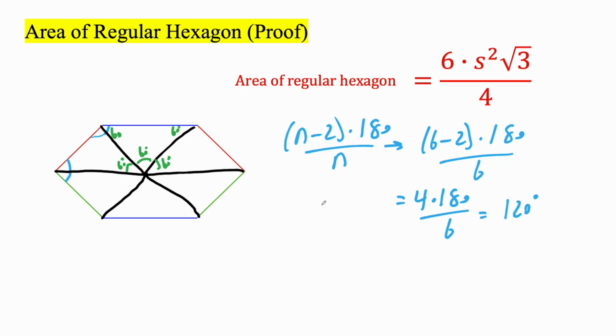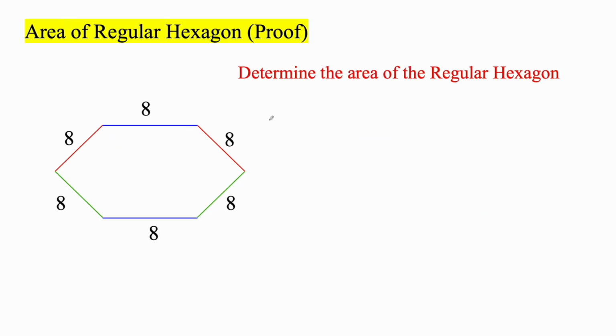And in the last video, we had a proof showing that an equilateral triangle would be s squared square root of 3 divided by 4. So the only difference with a hexagon is we're multiplying by 6. So we saw in the previous slide, the area of a regular hexagon, it will be 6 times s squared square root of 3 divided by 4.